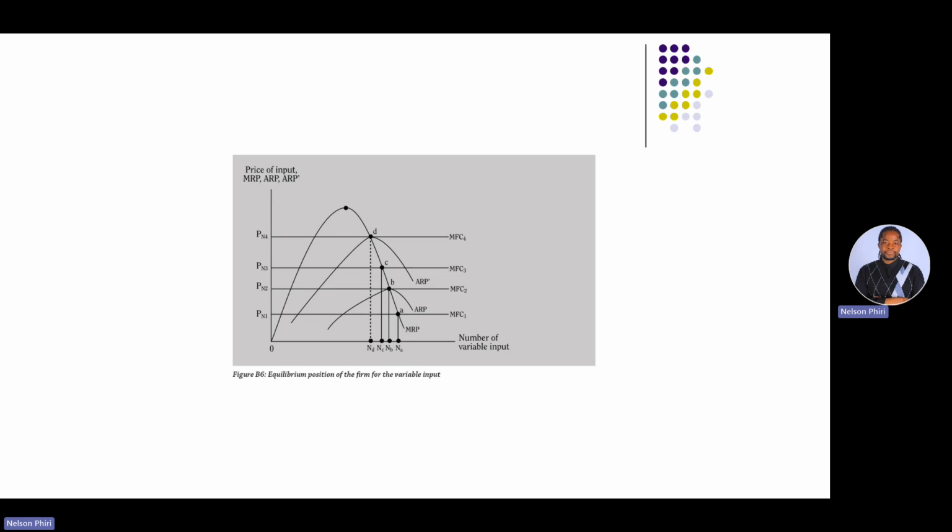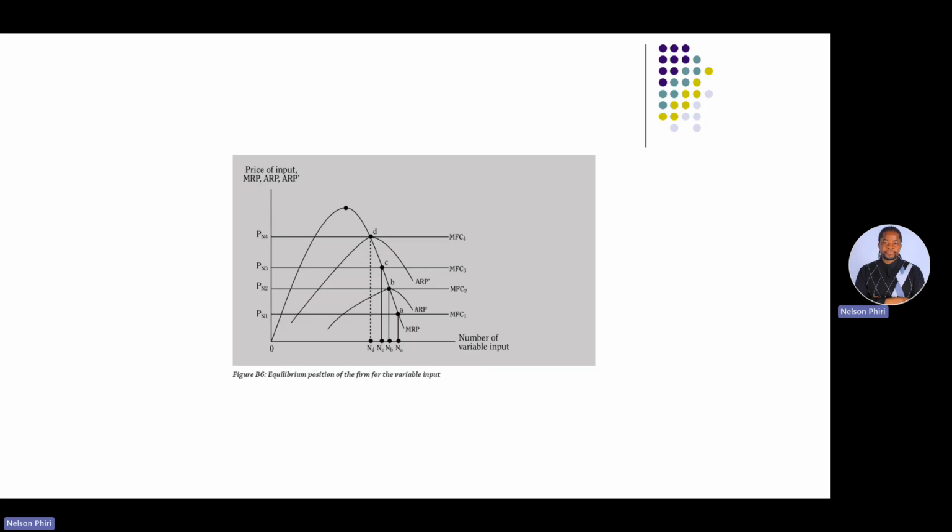We're going to start when the price of the variable input is equal to PN1. At PN1, what is important to notice is that the company is employing NA units, and the equilibrium condition that we're talking about, MRP equals MFC, is met because there's an intersection of your MFC1 line with your MRP line. At this input level, the firm will generate economic profits. How? The economic profit is because the average revenue line lies above your MFC line.